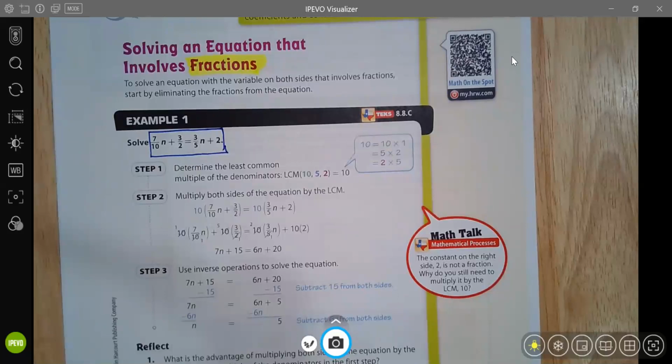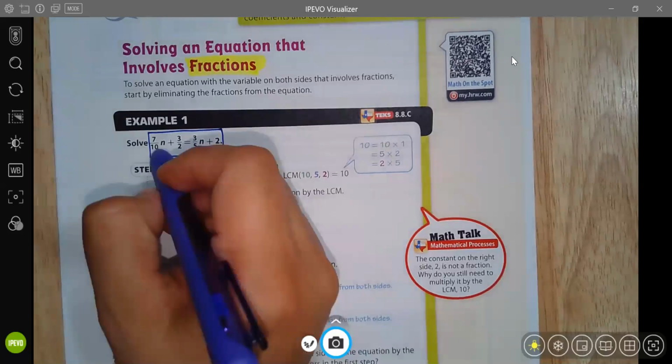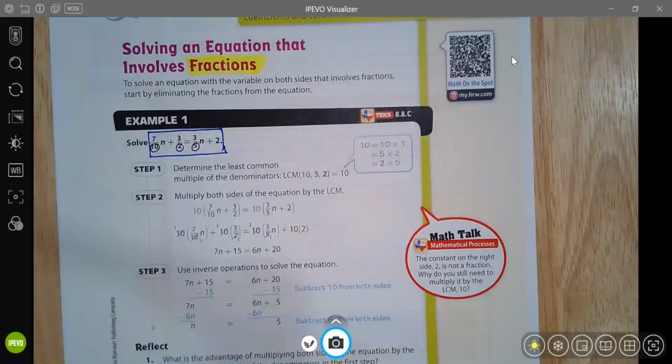What we need to do is, and this is really important when we have fractions involved, notice our denominators for this equation are three different numbers, right? We have 10, we have 2, and we have 5. So we have three different numbers in the denominator, and we really need to find the LCM, the least common multiple, so we can eliminate the fractions.